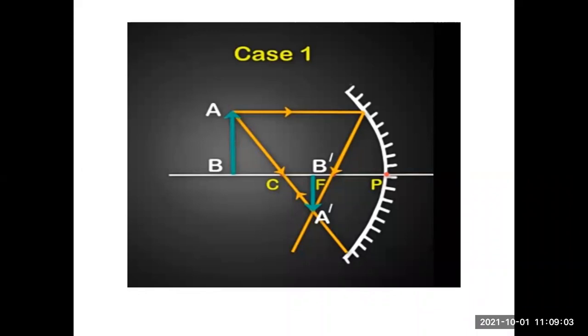Wherever these 2 reflected rays intersect each other, there we have got one point, that is A dash, and one point on the principal axis, that is B dash. So you can see the image A dash B dash is now headed downwards, and the word for this is inverted. The image is inverted.